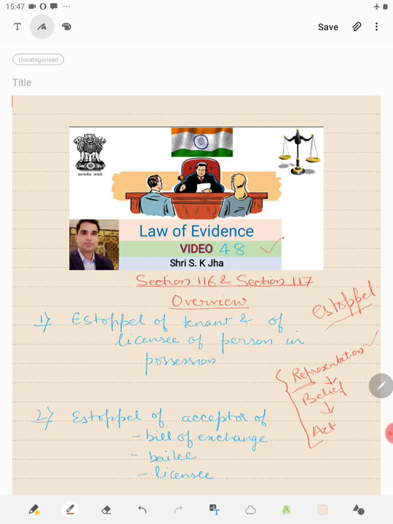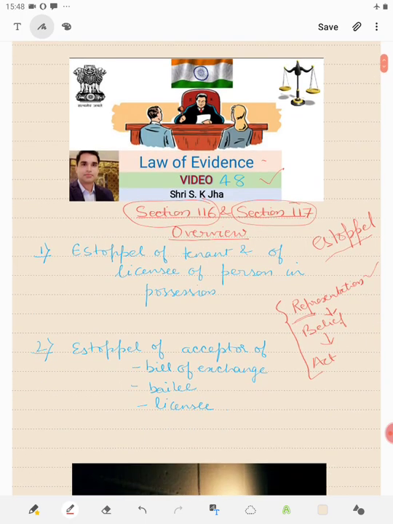Now we will see section 116 and section 117 of the Evidence Act, where a specific instance of the law of estoppel has been provided. That is, specific circumstances in which it will be applicable. So let us have a brief overview as to what all we are going to deal with.